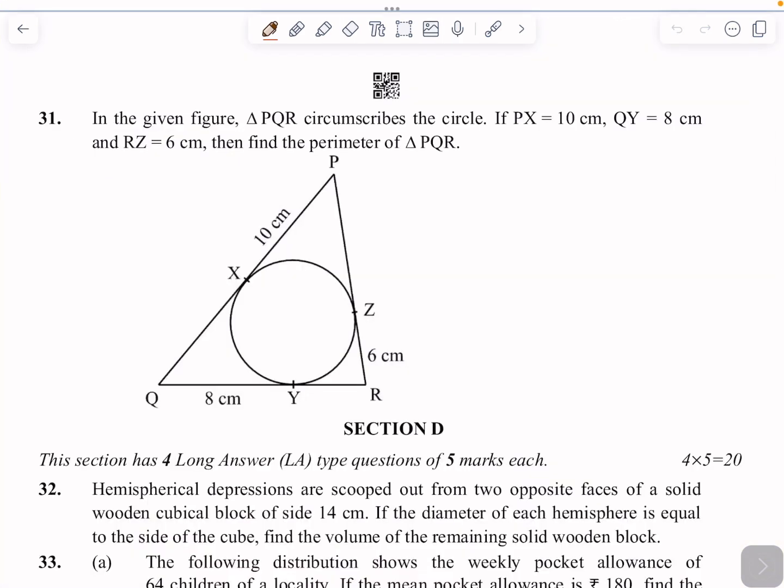The given figure triangle PQR circumscribes the circle. If PX equal to 10 centimeter, QY equal to 8 centimeter and RZ equal to 6 centimeter, then find the perimeter of triangle PQR.